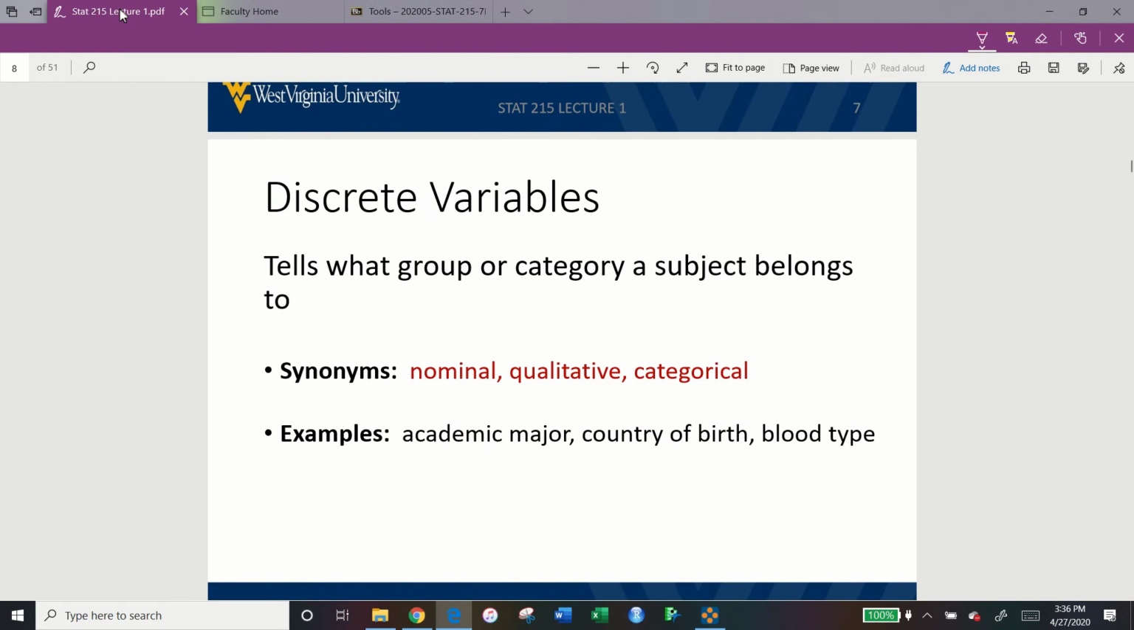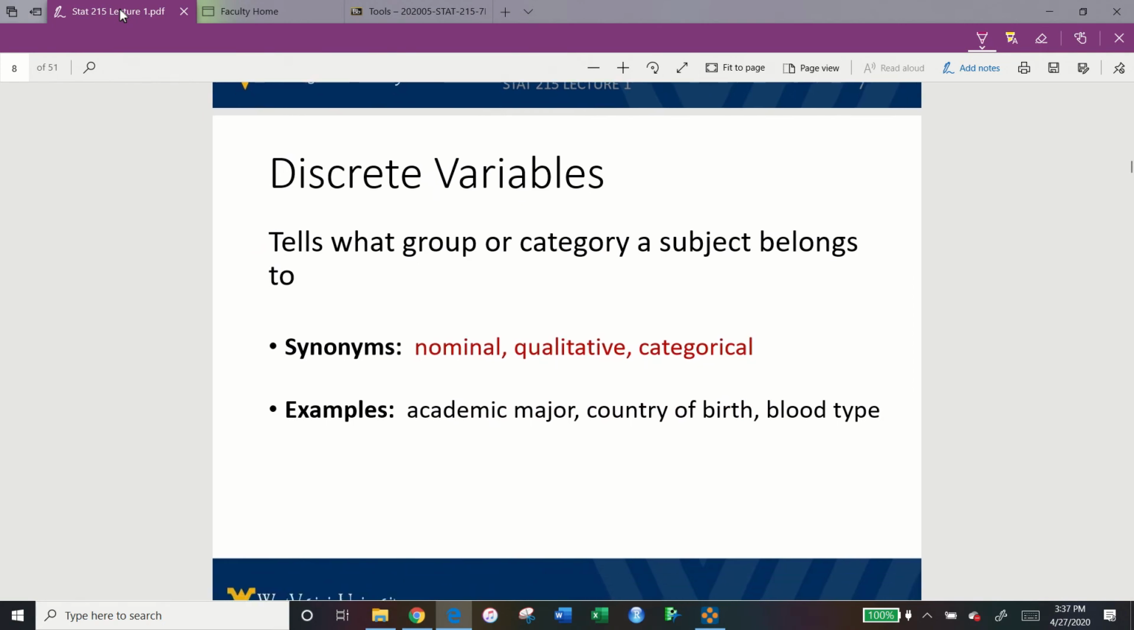So defining different types of variables, first we have a discrete variable. That tells us what group or category a subject belongs to. Some synonyms you'll hear me use for discrete variables are nominal, qualitative, or categorical. Some examples of these are academic major, country of birth, or blood type.